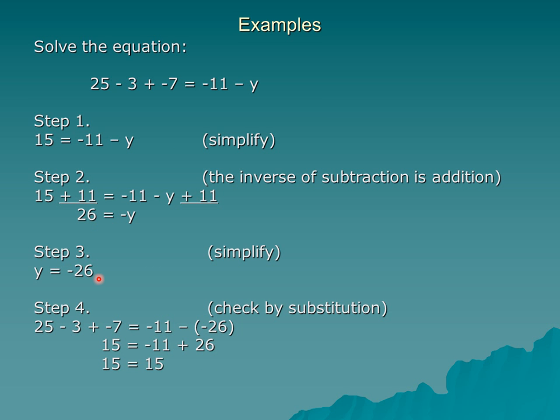And then you multiply y by negative 1 because you have to get rid of the negative sign. Then it becomes y equals negative 26. And then you apply negative 26 into both sides, especially on the right side because y was on the right side. You solve it and you have 15 equals 15, which is equal. So that means the equation is solved. So y equals negative 26.